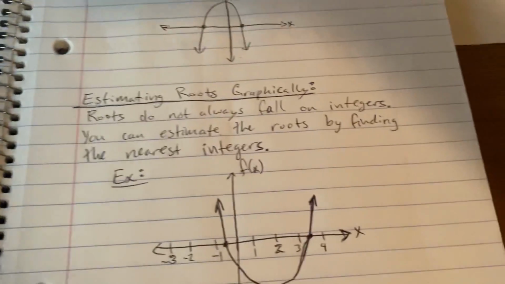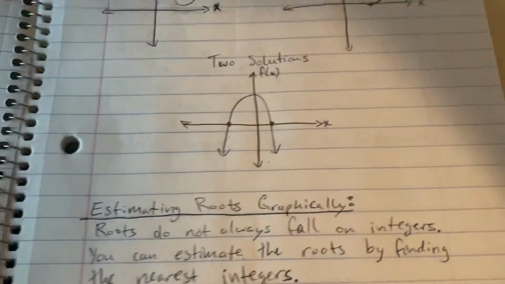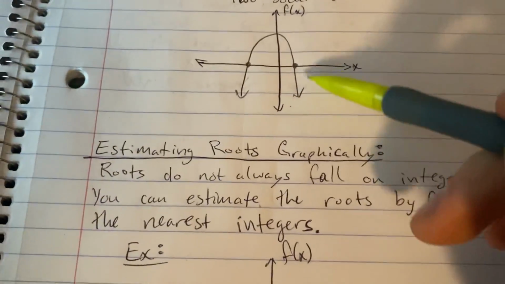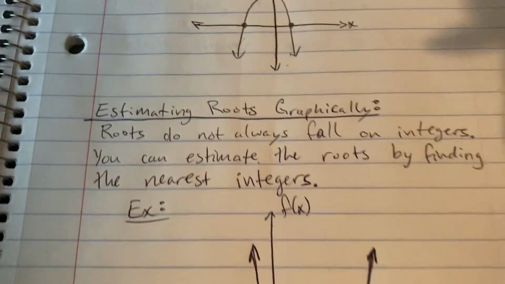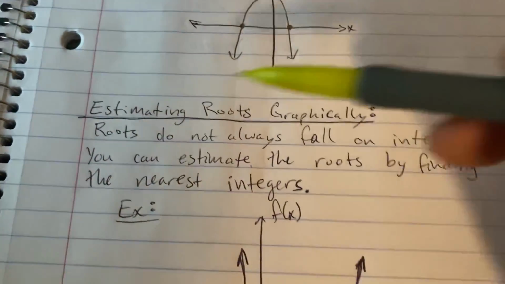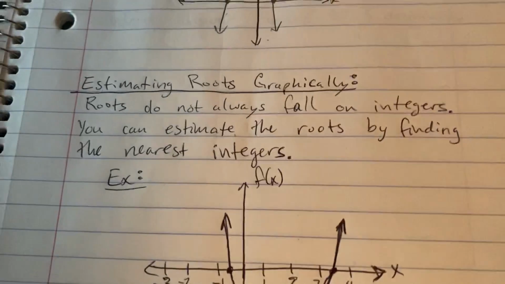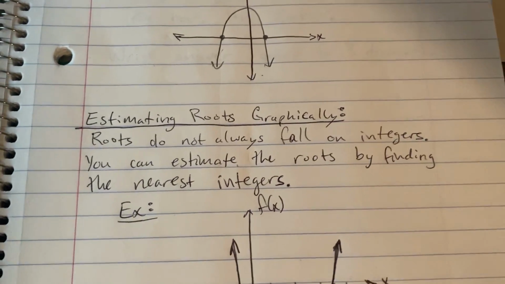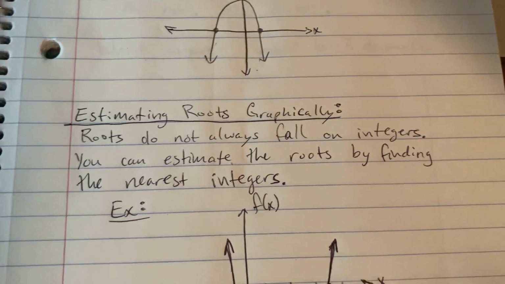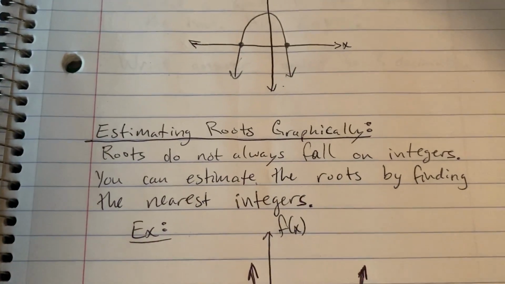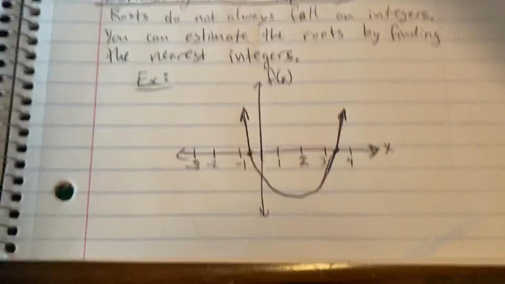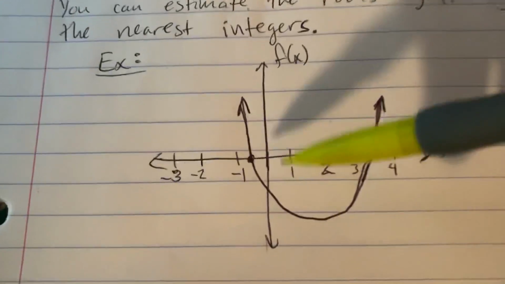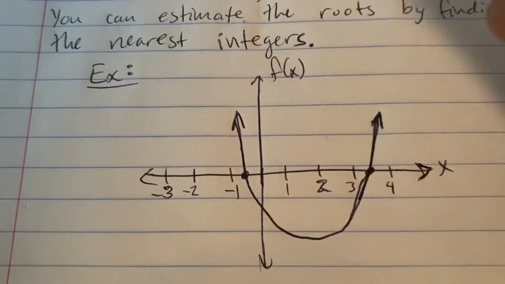Now here, we're not always going to be able to see exactly where the roots are. They're not always going to be integers and pretty for us. So we can estimate the roots graphically. They don't always fall on integers, so we can find them to the nearest integer. Here is an example of a graph where the roots don't fall on integers.